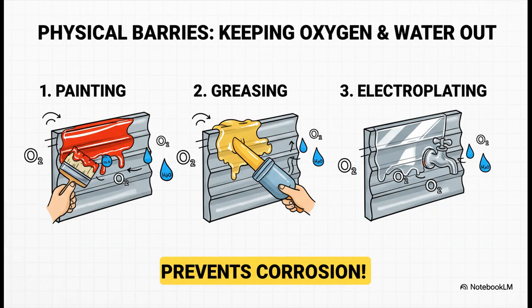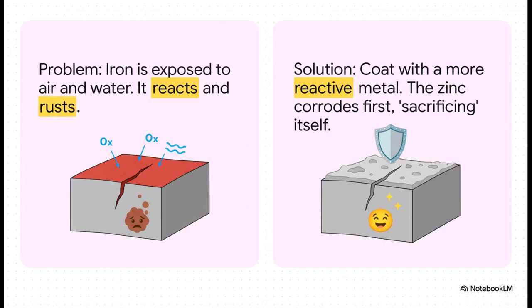Right, so if we know oxygen and water are the culprits, the easiest solution is just to keep them out, right? The first line of defense is a physical barrier. Think about it, painting a garden gate, putting grease on a bike chain, or electroplating a shiny tap. All these things just put a protective layer between the metal and the air. Simple, but it works.